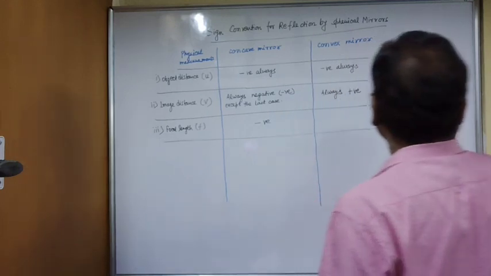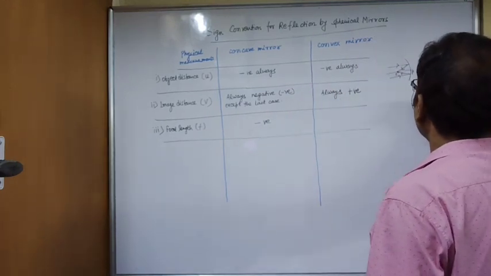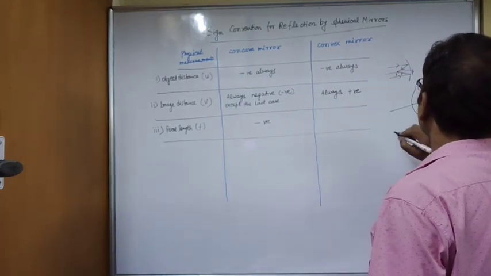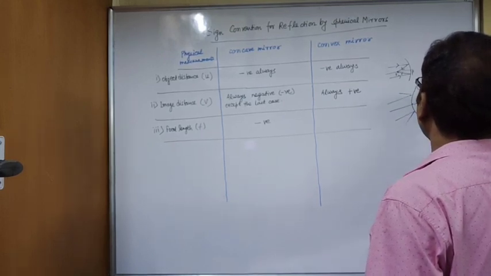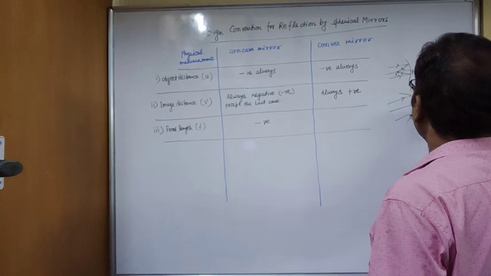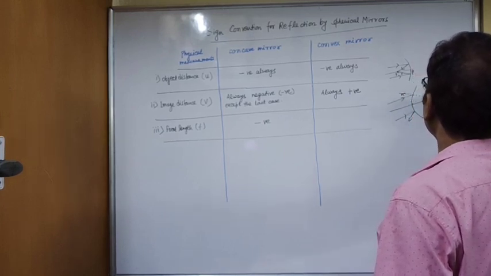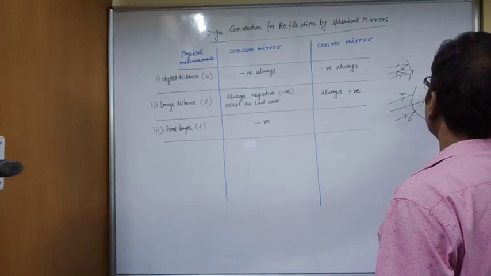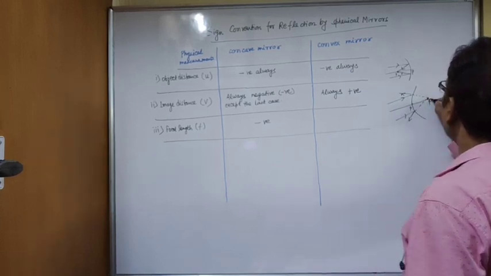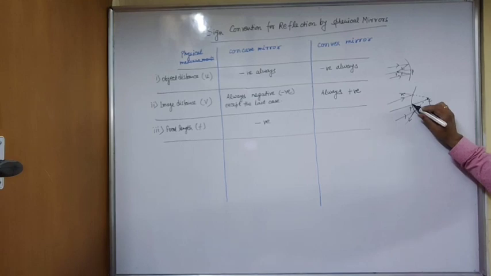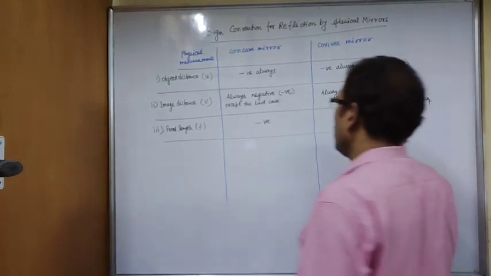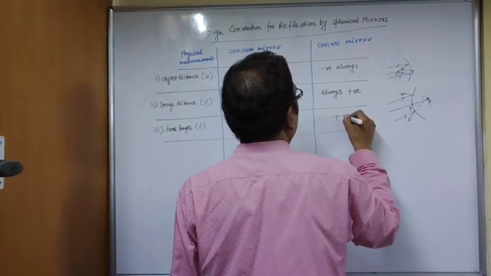concave mirror. But in convex mirror, suppose this is principal axis, two parallel rays, these rays will reflect back, and when they are produced backward, then they virtually meet at some point. This point is focus. So this distance is towards the right of the pole. So here focal length is positive.